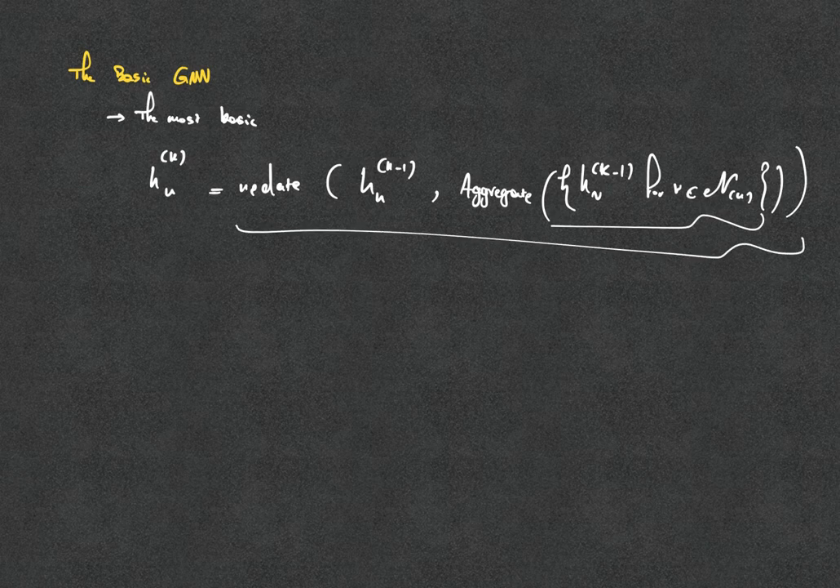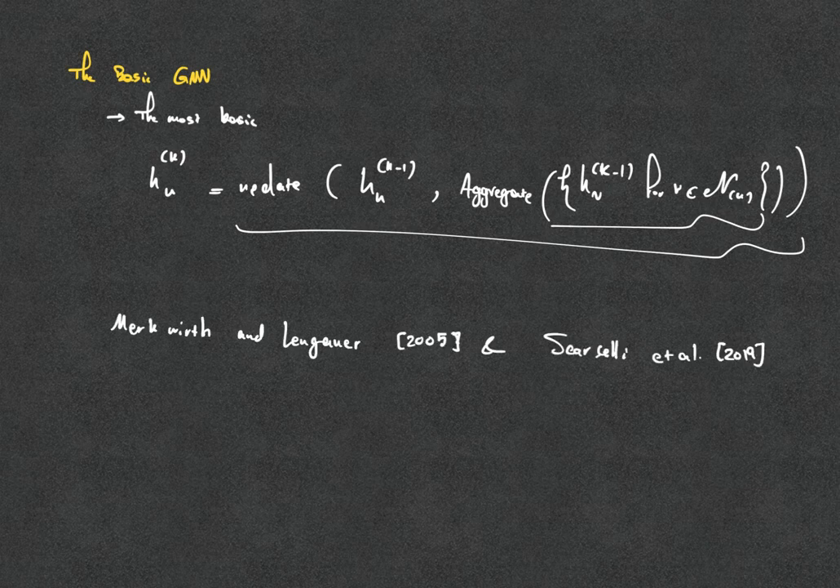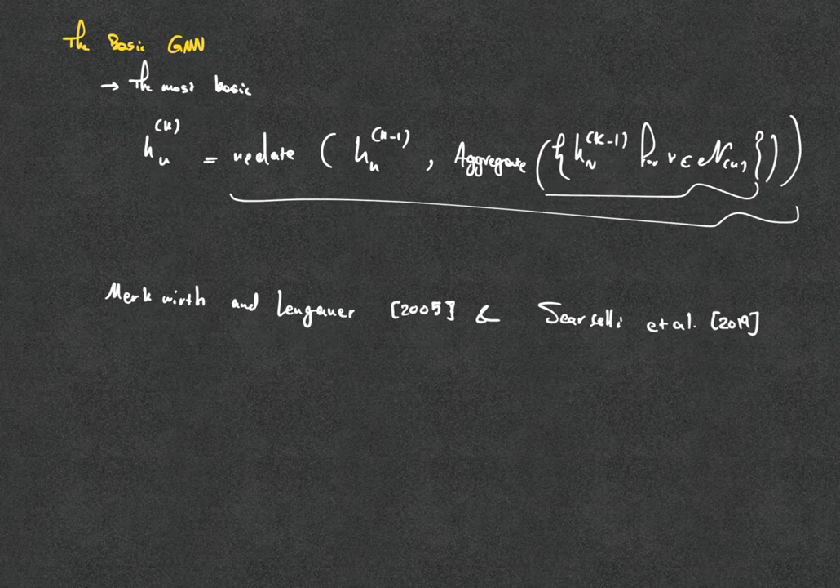Now the thing is, let's come up with the most basic example for this and talk about what the update and aggregate would be. This was proposed in these two references in the book, and it is defined this way. So in obtaining the hidden representation or hidden embedding for node U at iteration k, you have this function.